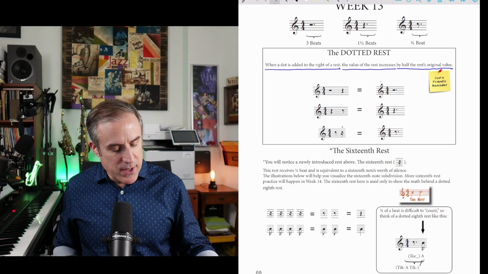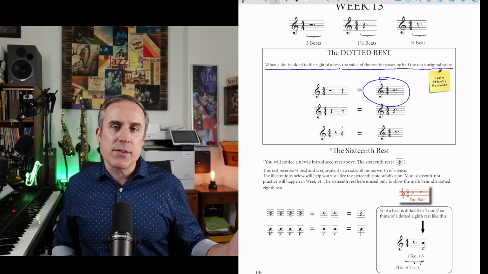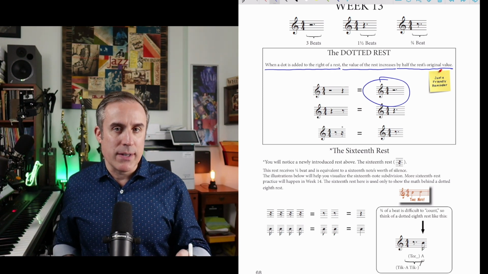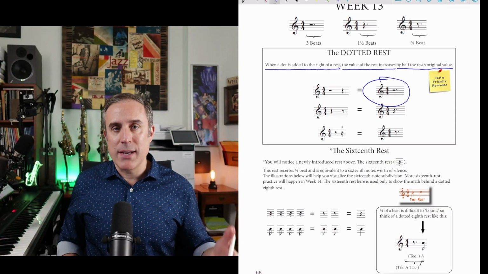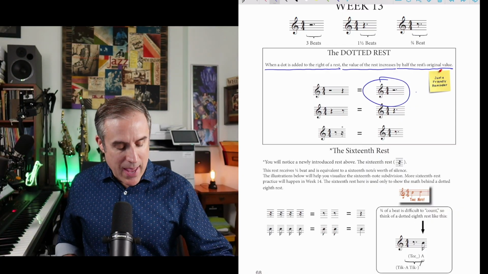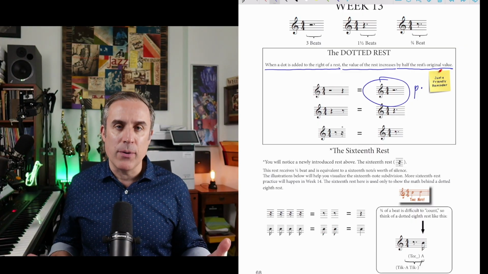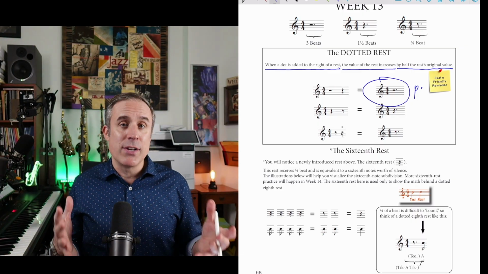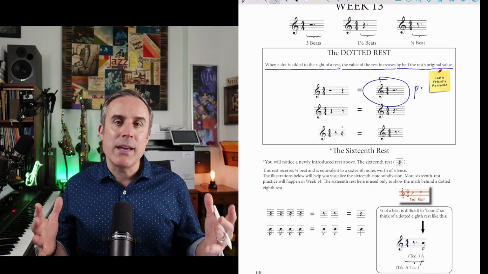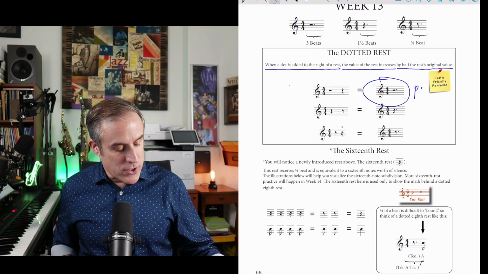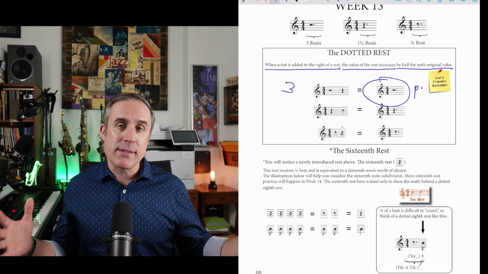All right, let's start with the dotted half rest here in the center. Now, I want us to remember throughout this video the note equivalent to each one of these dotted rests. In other words, a dotted half rest is equivalent to a dotted half note. And since we've already learned the dotted half note, we can now understand that a dotted half rest is the same exact thing, except it is silence. So it gets 3 beats of silence instead of 3 beats of sound.